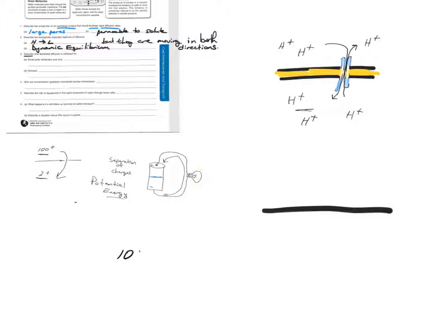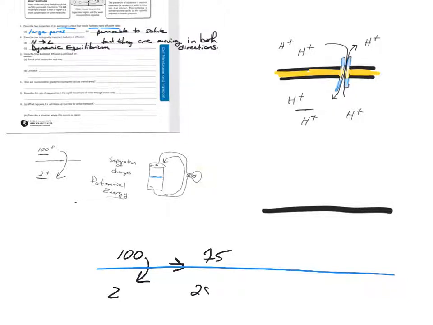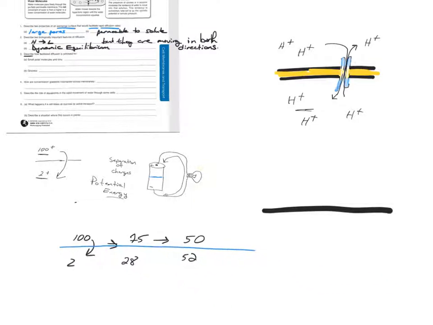If you had 100 moves over to 2, then some time goes on, and I'm going to use a different color to separate here. And some time goes on, and now you've got 75 moving to 28, and then a little more time, 50 goes down to 52, all right? So now what? It's getting closer and closer. Now we're near dynamic equilibrium. Now we're at 0. This is no good. How do we stop this? We have to reverse it. We have to reverse the flow.